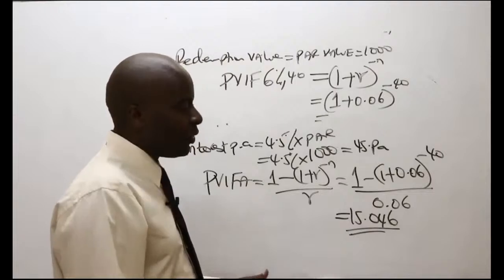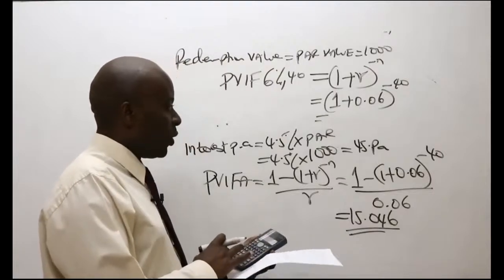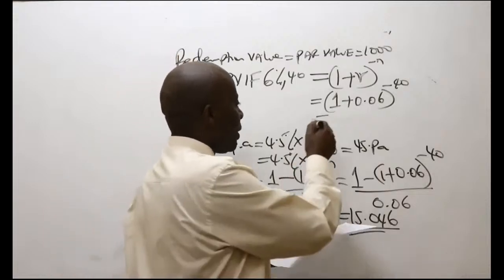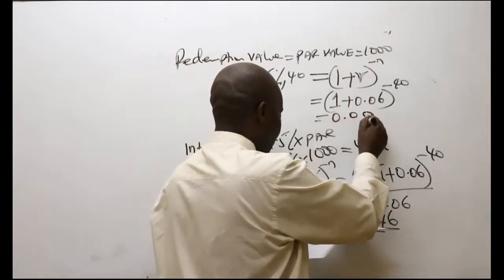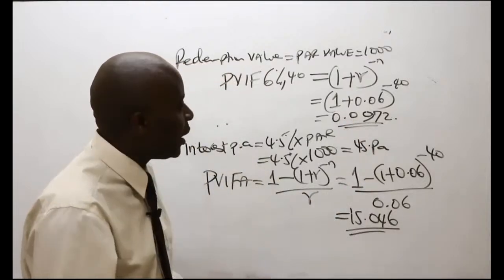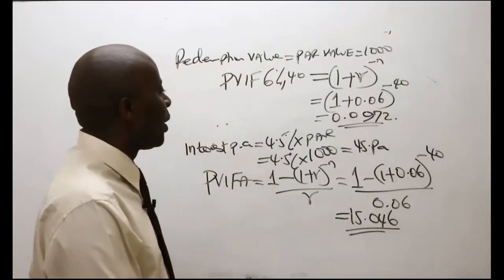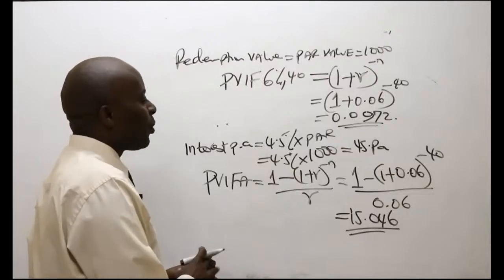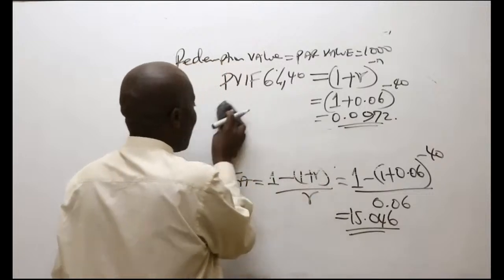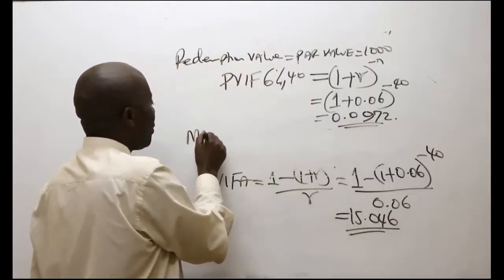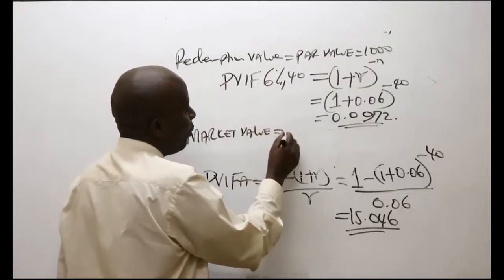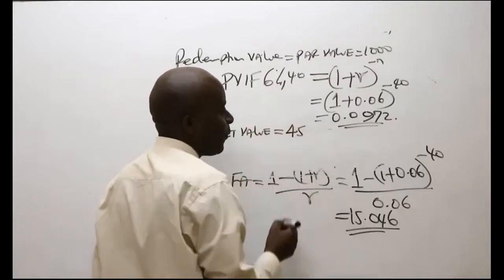So then this at the end of the day will give us what parameters? We have 1.06 raised to negative 40, which will give us 0.0972. Now, ladies and gentlemen, having gotten those two parameters, I'm at a very good position of discounting these parameters for me to be able to get the market value of the bond. So the market value of the bond will be equal to the interest, which is 45.